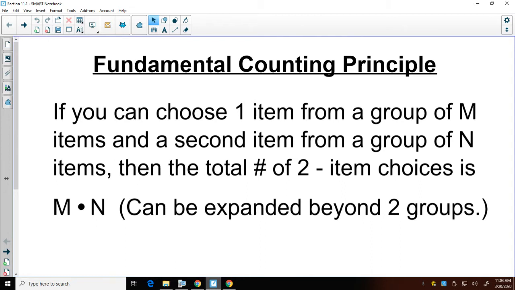Okay? Again, that's what the fundamental counting principle is about. It's taking an item from each one of these different groups. It's all about choosing from all these different groups. And then you multiply all those choices together, and that's the total number of outcomes you have. All right? So let's do some. It's not hard.